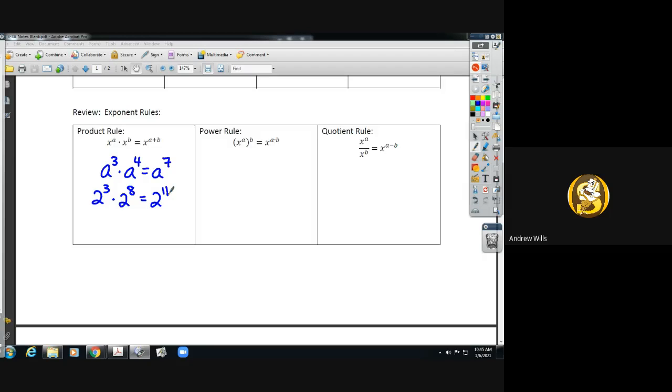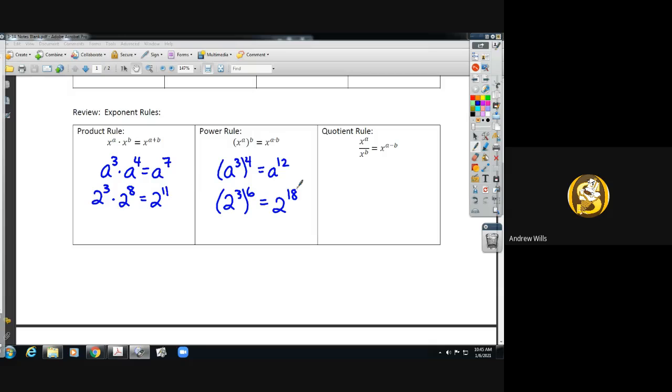The power rule says that if we take an expression and we raise it to another power, so a to the third to the fourth, we multiply those together to get a to the 12th. Same would be true for numbers. It wouldn't matter what those numbers are. We would simply multiply the exponents. 3 times 6 is 18.